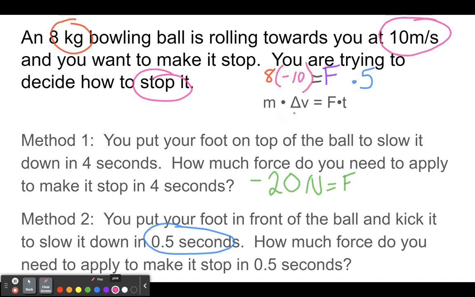So I get negative 80 is equal to 0.5 F. Divide both sides by 0.5, and I get negative 160.